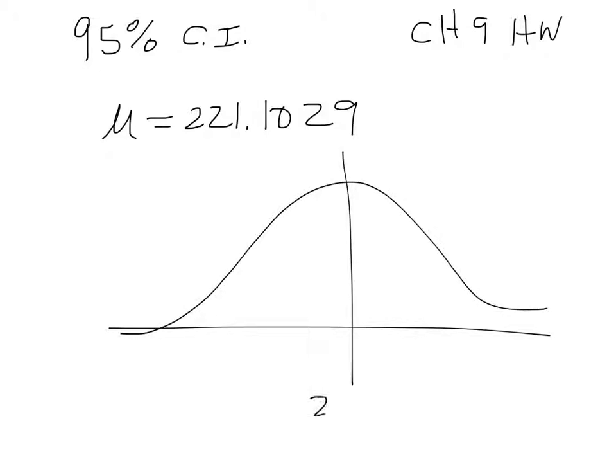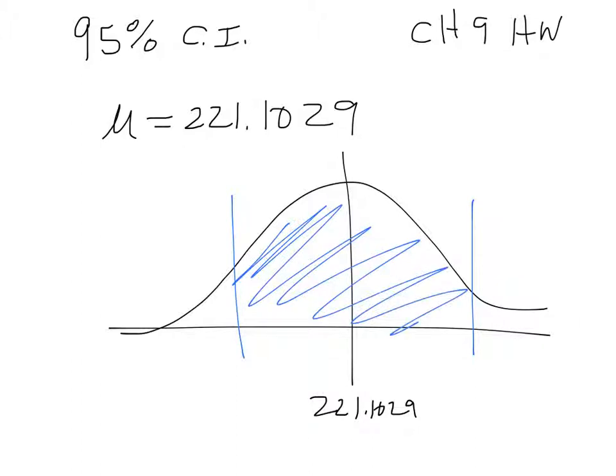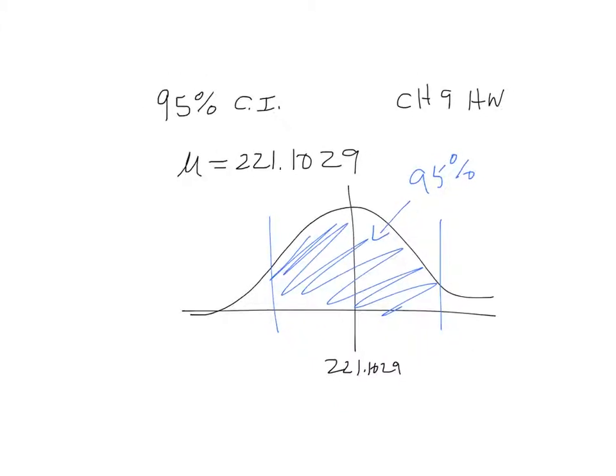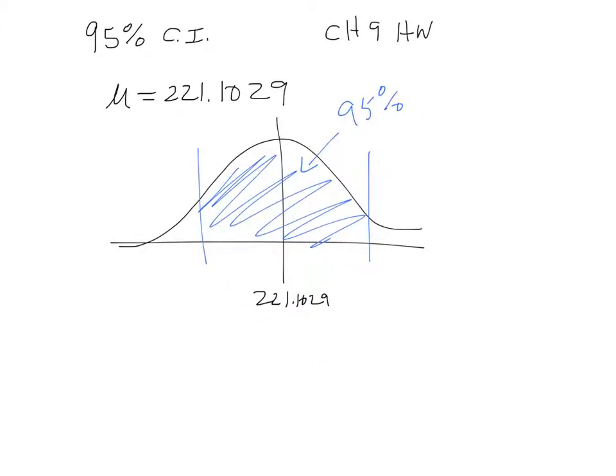That's going to be my mean, 221.1029. And I want to find the interval that has 95% of this data. So if you look in your textbook on, let's see, let's find a good page here, page 262. They give you the formula and say that you take your sample data plus or minus the z-value times the standard deviation divided by the square root of n.